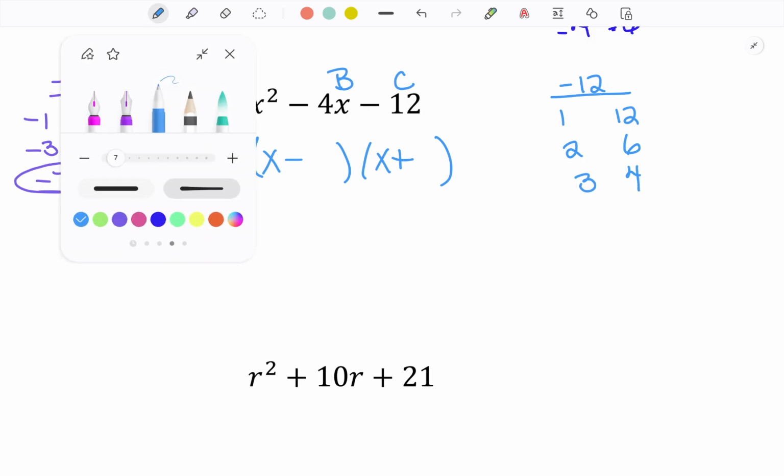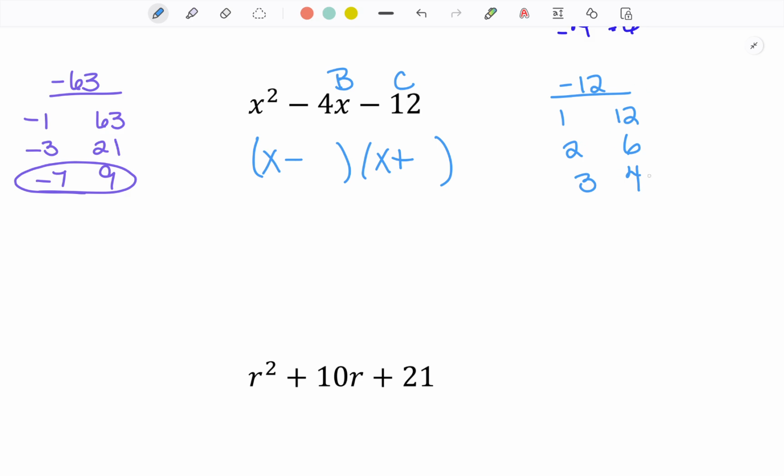So we will have the larger factor be negative this time, since that b is negative. So we're going to put our negatives on those factors. And then we have 1 minus 12. That's a negative 11. 2 minus 6 is a negative 4. And then 3 minus 4 is a negative 1. So we'll have x minus 6 and x plus 2.